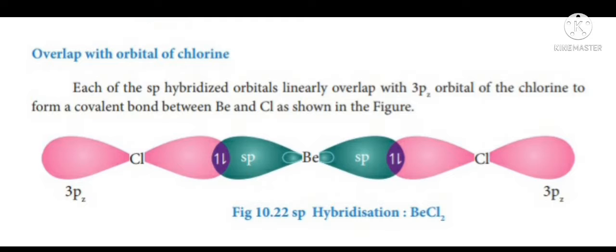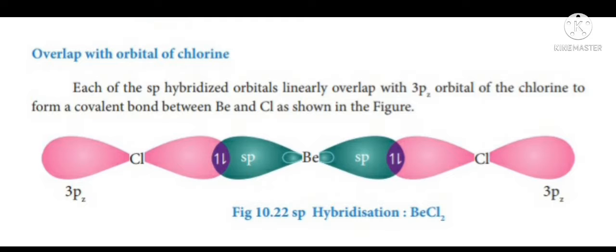Here we have two chlorine atoms. In the chlorine atom, the last shell 3pz orbital contains one electron. Hence, the two sp hybridized orbitals of beryllium overlap linearly with the 3pz orbital of each chlorine to form a covalent bond between beryllium and chlorine.